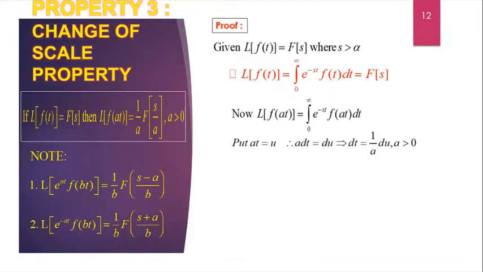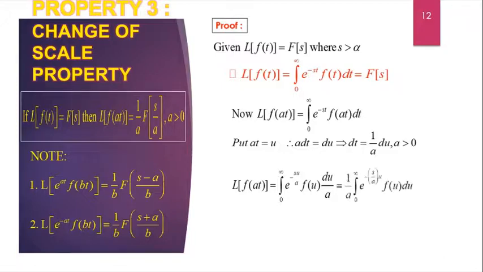Now we go by the method of substitution by substituting at is equal to u. Therefore, differentiating with respect to t and u on LHS and RHS, we get a dt is equal to du, which implies dt is equal to 1 by a du for every a greater than 0. So now we substitute this into our integral and we get integral 0 to infinity e power minus s u divided by a f of u du by a.